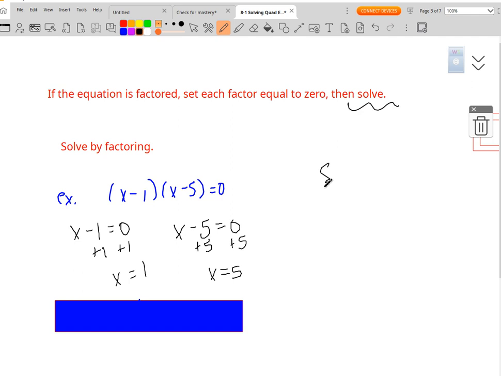I'd like you to write your answer in what we call set notation. This is the set of solutions for this equation. If you plug 1 in here, it's going to make that 0. 0 times this factor equals 0. It also makes the equation a true statement.